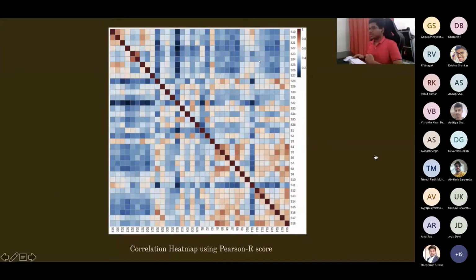This is the correlation heat map using the Pearson score. This is the correlation heat map between samples, and the samples are labeled from S1 to S36. S1 to S18 are the negative samples and S19 to S36 are the positive samples. Like samples are grouped together. So S19 to S36 are grouped together, and these are grouped together. This is a heat map using the Pearson score.